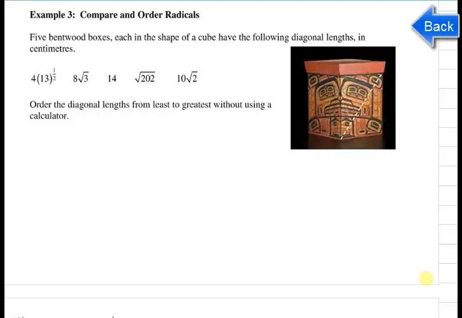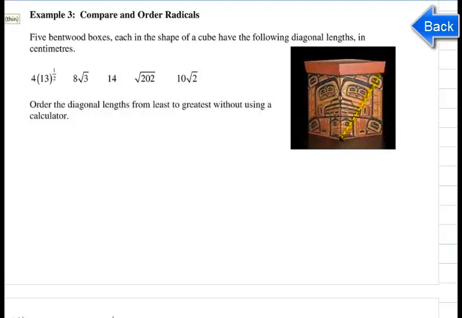So in our next example, we're going to compare and order radicals. 5 bentwood boxes, each in the shape of a cube, have the following diagonal lengths in centimeters. So over here on the right, we have an image of a bentwood box. And as you can see, we have a diagonal that goes from one corner to the other corner. So it goes along here.